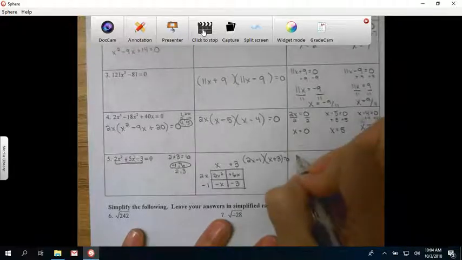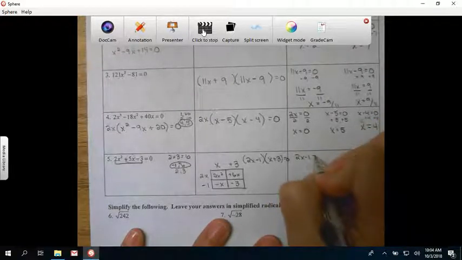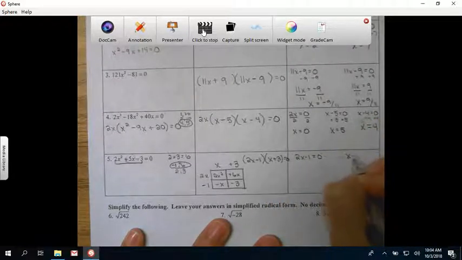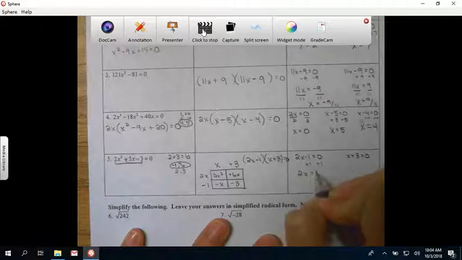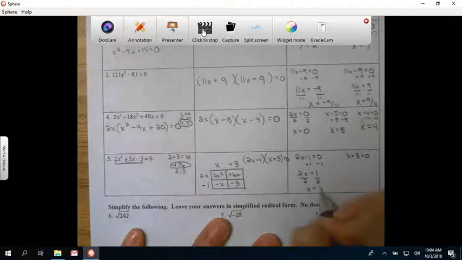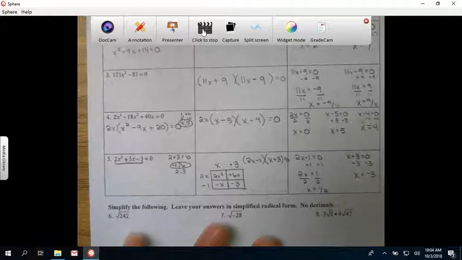Once I have factored form, I can set each factor to 0 to get my solution. So here I'm going to add my 1 and then divide by 2. Over here I'm going to subtract my 3 and I get negative 3.